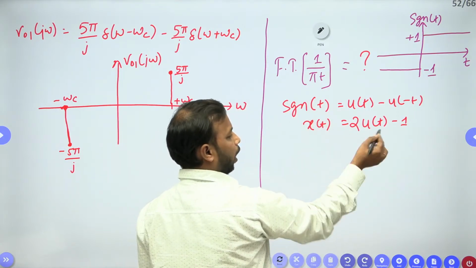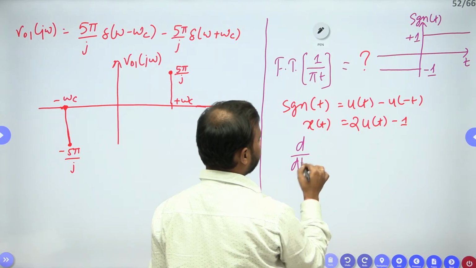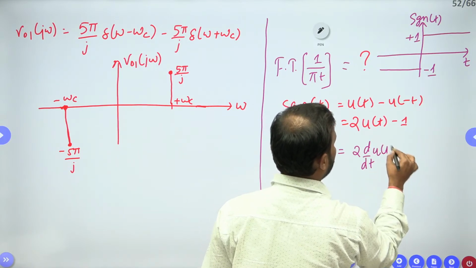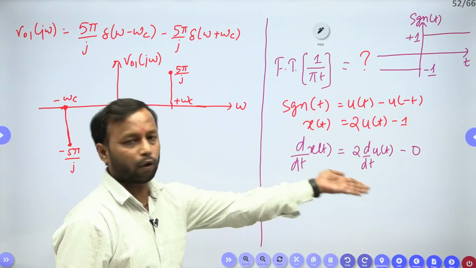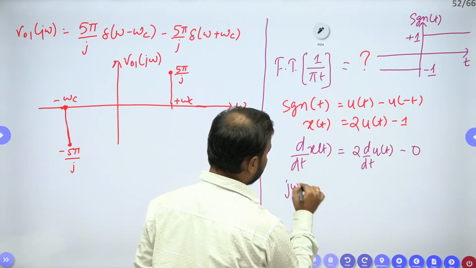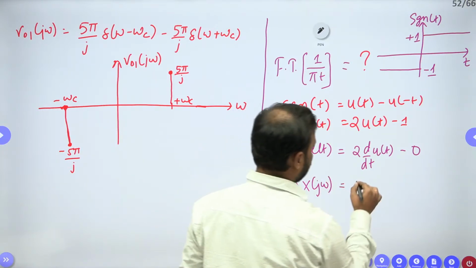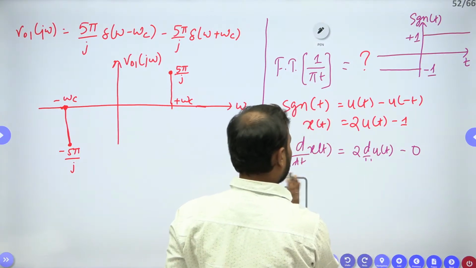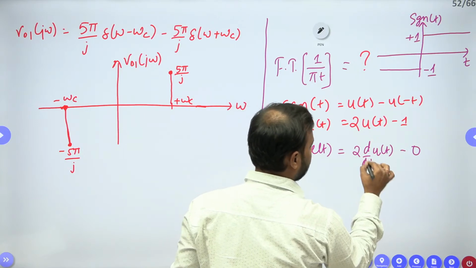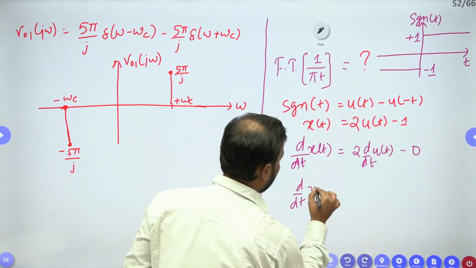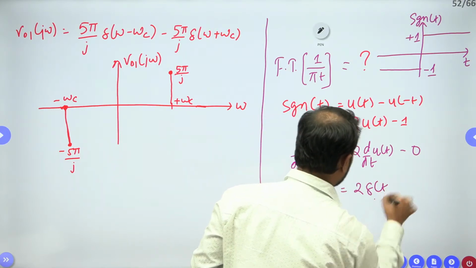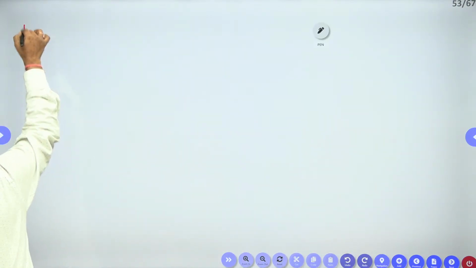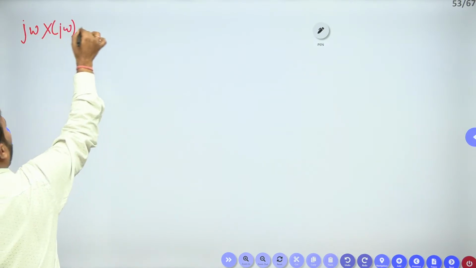Now differentiate the left-hand side and right-hand side. So d by dt x of t is equal to 2 d by dt u of t minus 0, and take the Fourier transform. Or else, what we can do is first differentiate: d by dt x of t is equal to 2 del of t. Let me add the page. So here take the Fourier transform. This will become j omega x of j omega and 2.